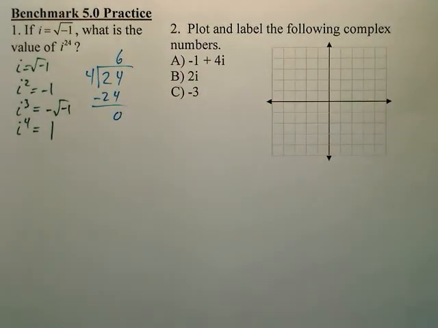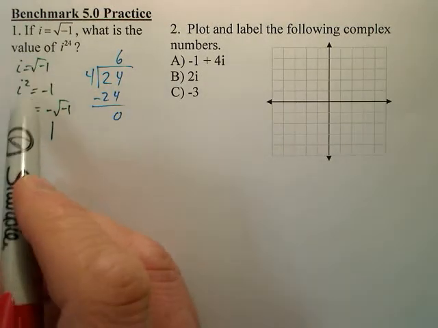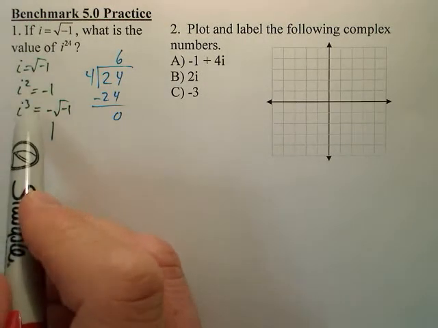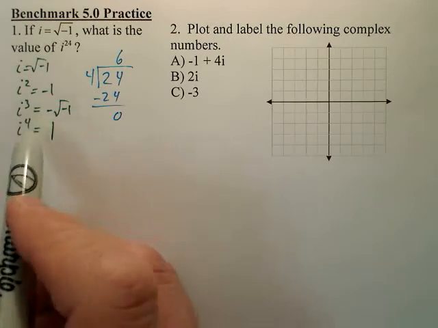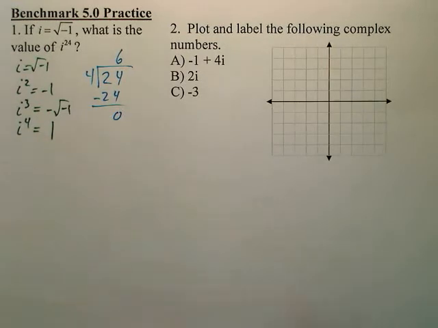and you have no remainder. Now, if you had a remainder of 1, it'd be this one. If you had a remainder of 2, it'd be this. If you have a remainder of 3, it'd be this one. And you cannot have a remainder of 4, so this is your remainder of 0.